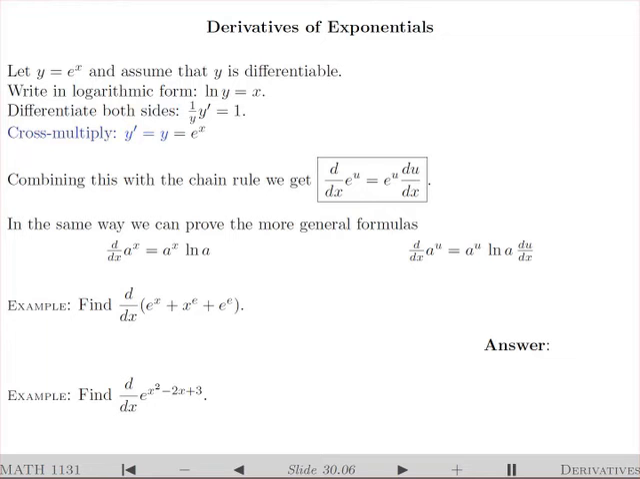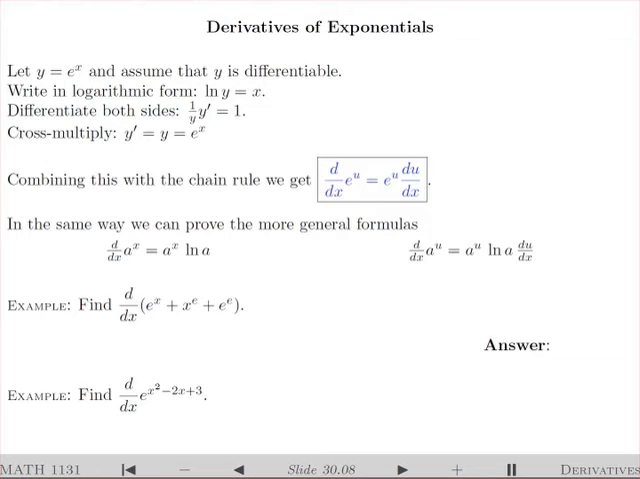Now, to differentiate exponential functions from e to some expression in the variable, we have to combine this with the chain rule. If I have e to the power u, where u is a function of x, then its derivative will be e to the u times du over dx. So if you have base e, the derivative of an exponential is the exponential times the derivative of the exponent.